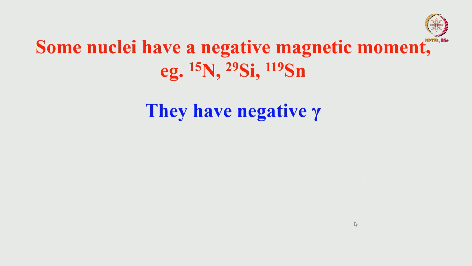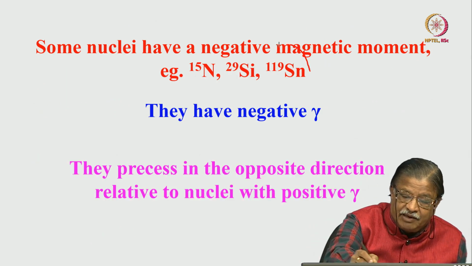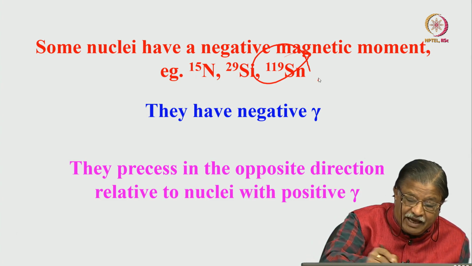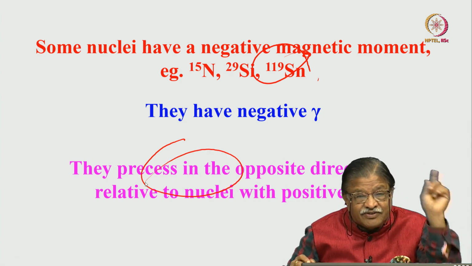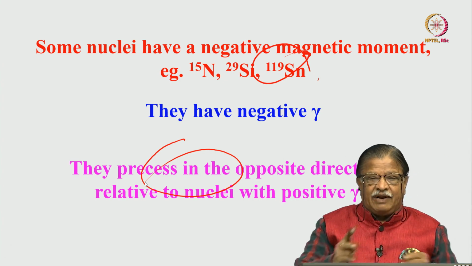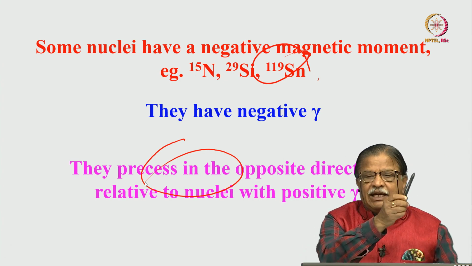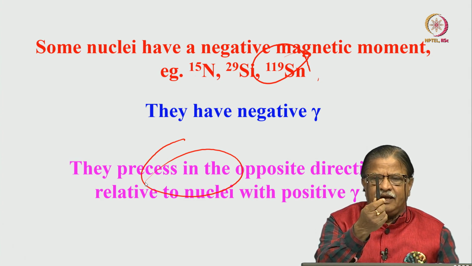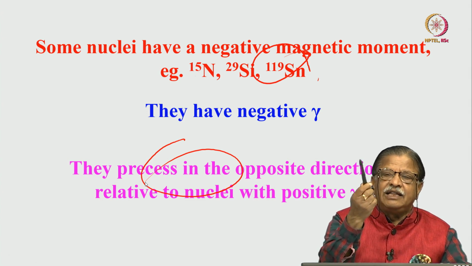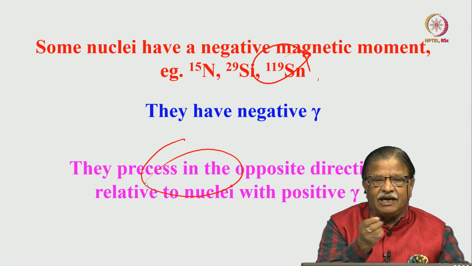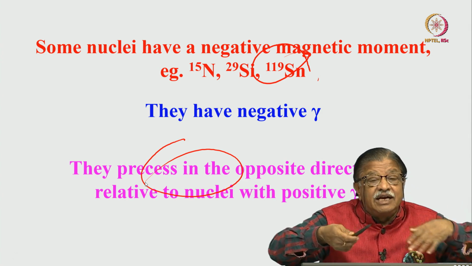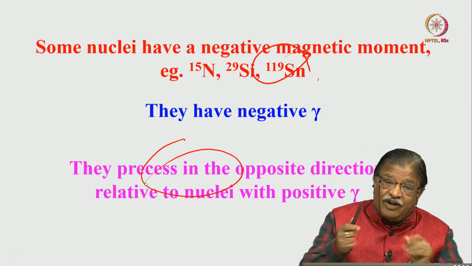This matters because some nuclei have a negative magnetic moment and some have a positive magnetic moment. Those which have a negative magnetic moment precess in the direction opposite to that of the nuclei with positive gamma. For example, a proton rotates clockwise, let us say, and has a positive gamma. Other nuclei like nitrogen 15, etc., rotate in the opposite direction because gamma is different. So, the direction of precession is different, but the resonating frequency remains the same.